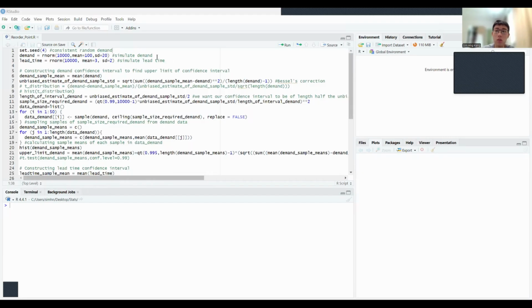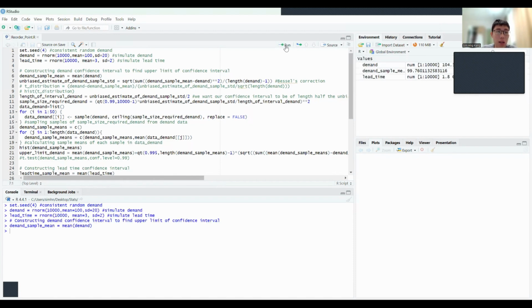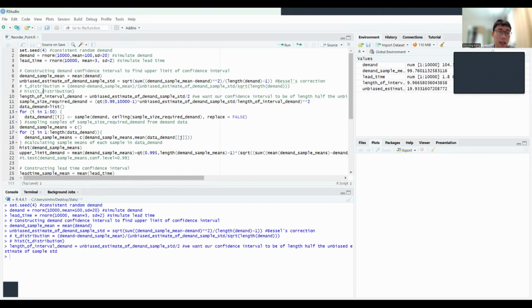So now we're just going to implement the steps that we showed you earlier. Basically, we first set the seed so that we get a constant number when we're simulating the demand and the lead time. Then we calculate the demand sample mean as well as the unbiased estimate of the demand sample standard deviation. And then we calculate the length of the confidence interval for the demand as well as the sample size required.